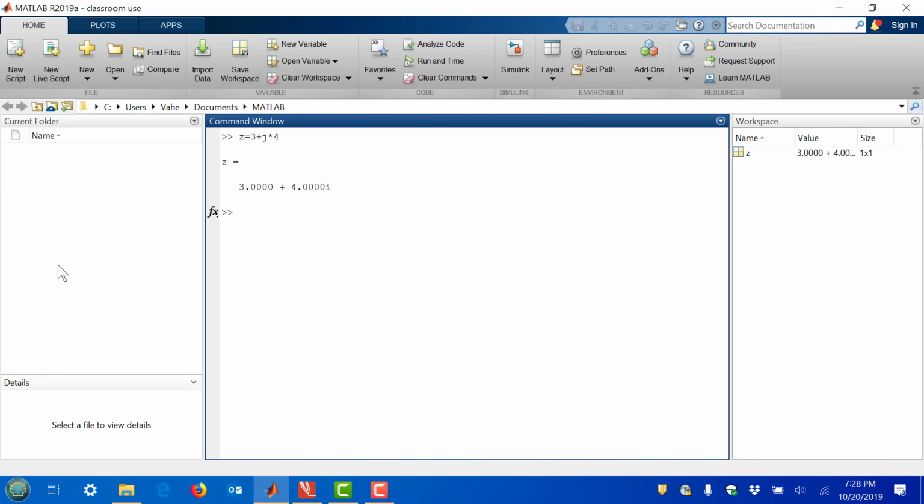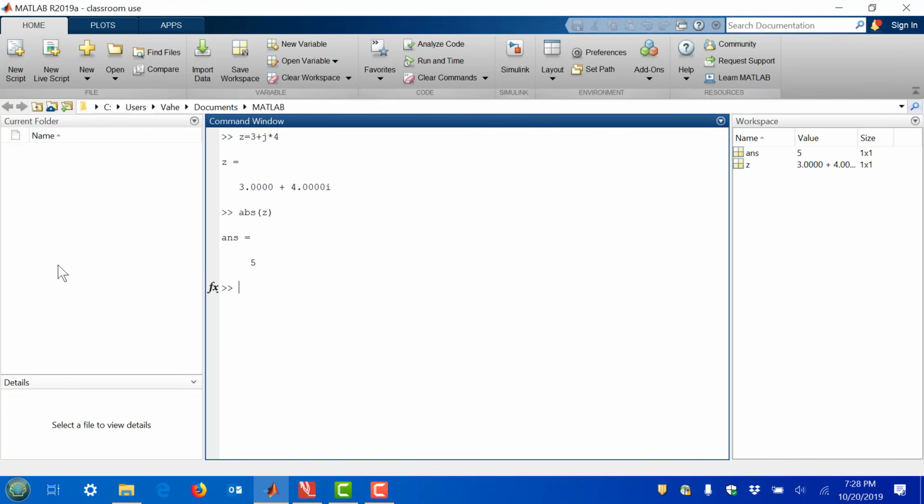And now, if you want to calculate the magnitude of this complex number, you can simply use abs. That means absolute value. So it generates the absolute value of this z, okay? And you'll get 5, because it's the square root of 3 squared plus 4 squared, right? So that's where that's coming from.